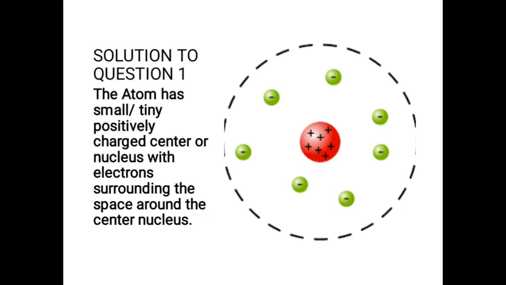That's the diagram. You are expected to draw the diagram in that question, and then to further explain it, you will say that in Rutherford's model, the atom has a small or tiny positively charged center, or nucleus, with electrons surrounding the space around the central nucleus. This is how WAEC expects you to answer this question.